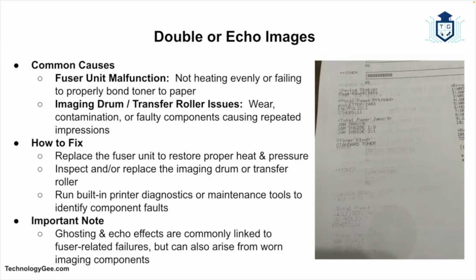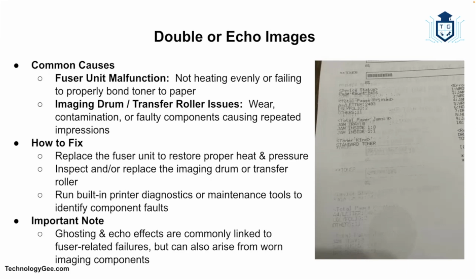Another issue is double or echo images. So this is when it looks like a ghost image has been printed slightly behind the original one. Well, that is a classic double print issue. And what causes this? This could be a fuser unit not heating evenly or holding the toner properly, or it could be a transfer roller or a drum problem. So how do you fix it?